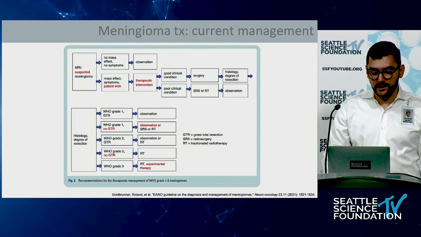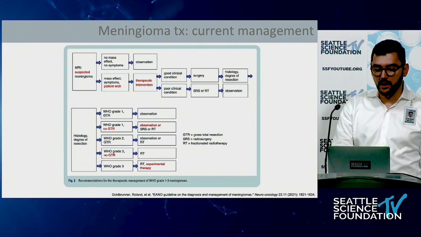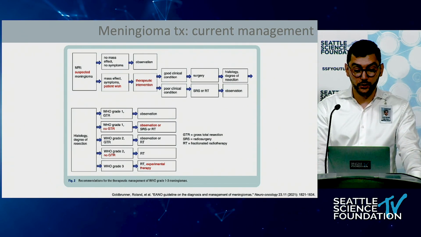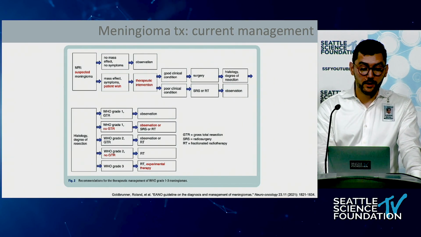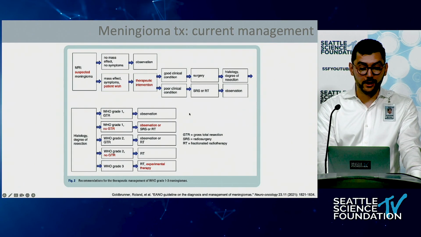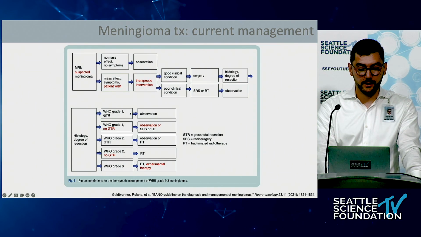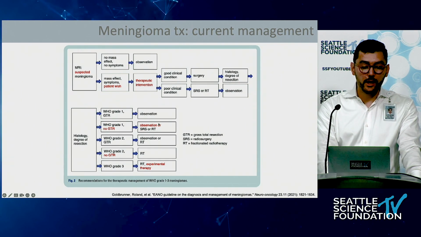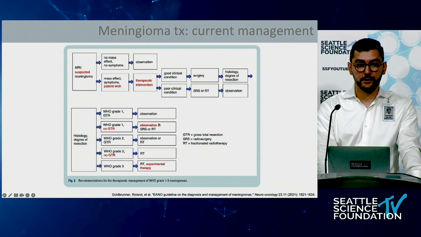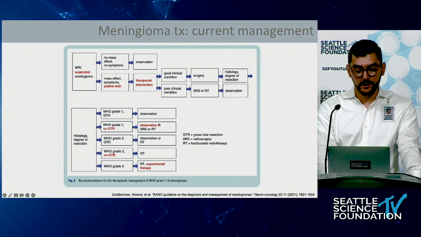So, why does grading matter? Grading matters because it dictates treatment. So this is our algorithm for treatment. If you're grade 1 and you get a gross total resection, then we don't do anything else, we observe. But there are 2 areas where we're not quite sure what to do. There are ongoing trials, but the question remains unanswered.